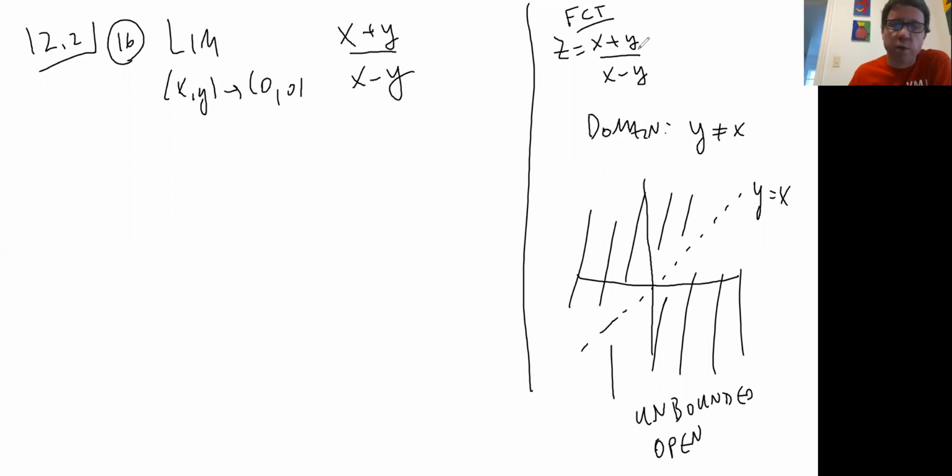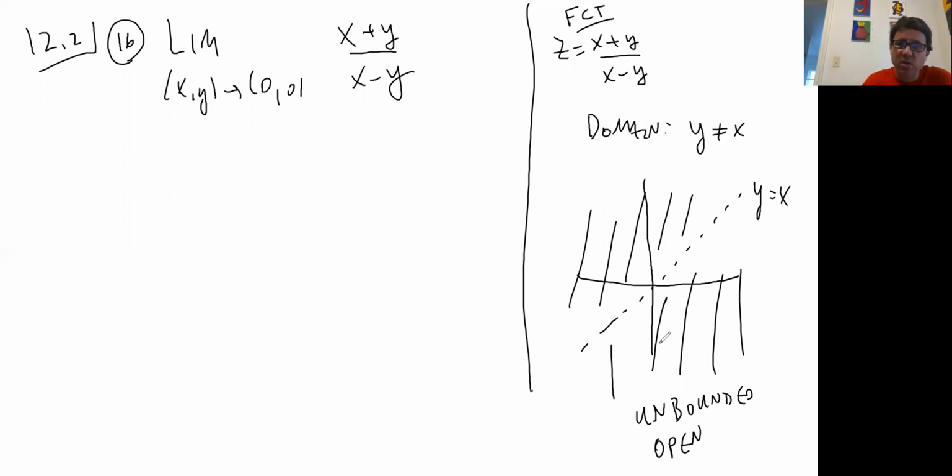So in Calc 1, when you're like, well, if I got 0 over 0, then I could use L'Hopital's rule, right? And the answer is no, because there is no L'Hopital's rule in 3D. Darn it, doesn't work, only in 2D. Okay, so what do I do?